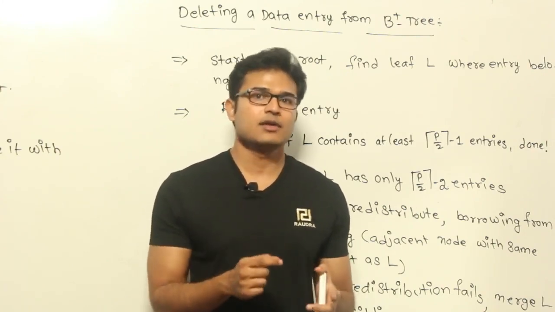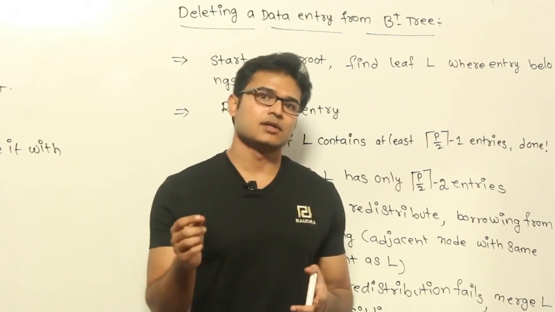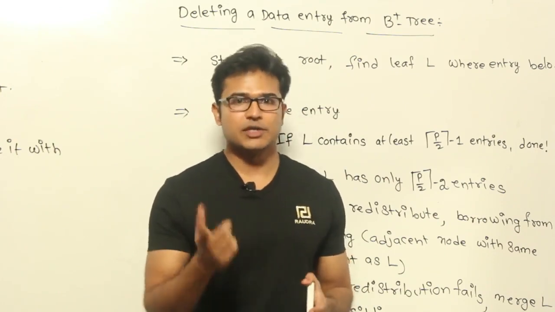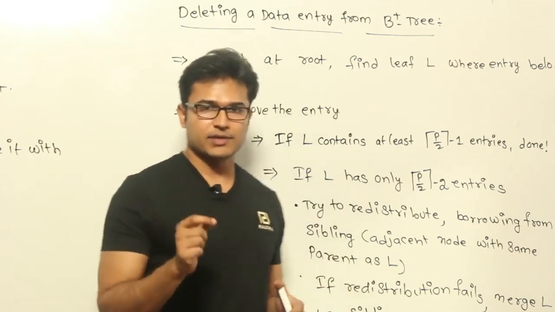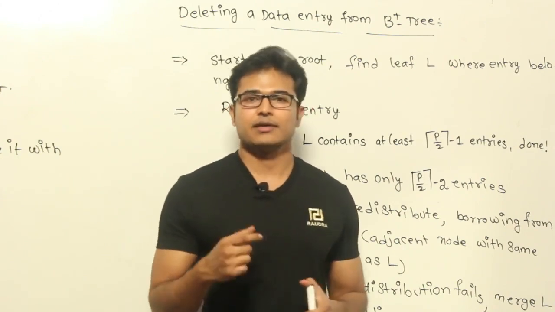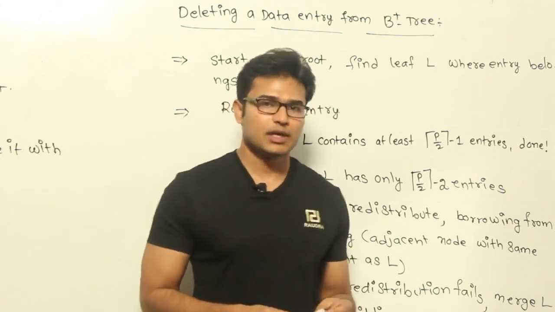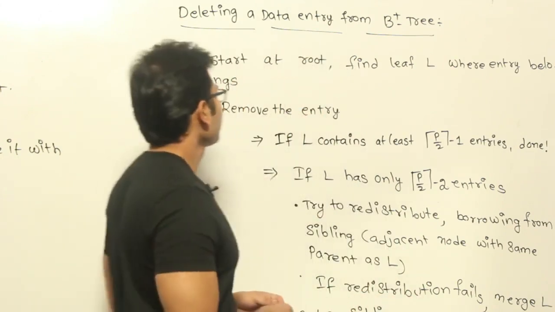Now, keeping that in mind, we might have to modify the procedure that we have used in B trees, right? I'll try to explain the procedure first. Later I'll take an example and explain how to do that. Okay, let's see the procedure first here.